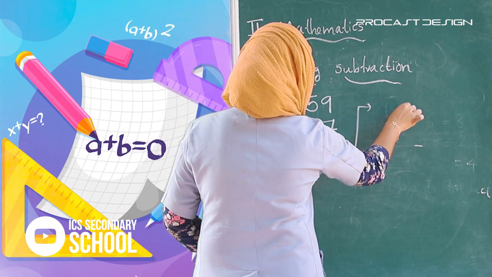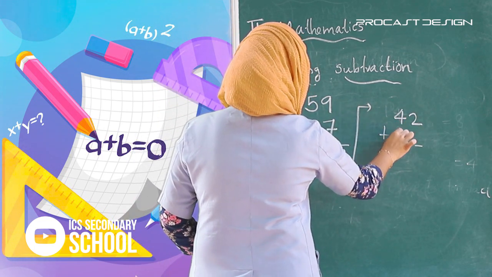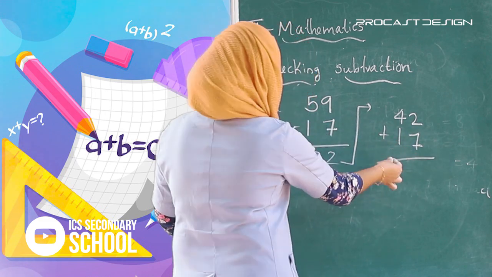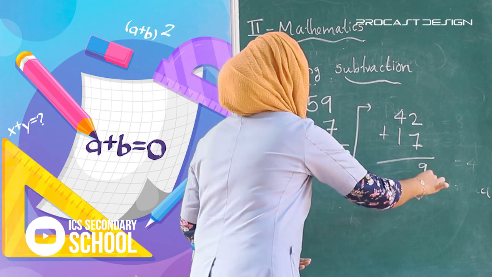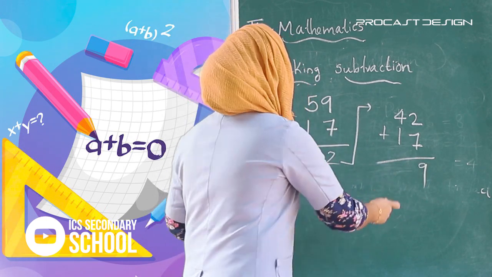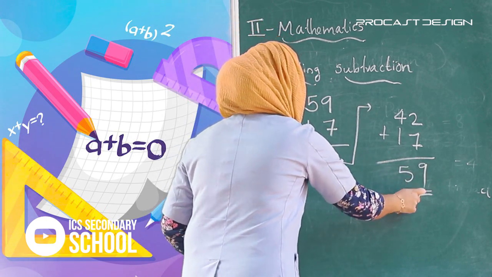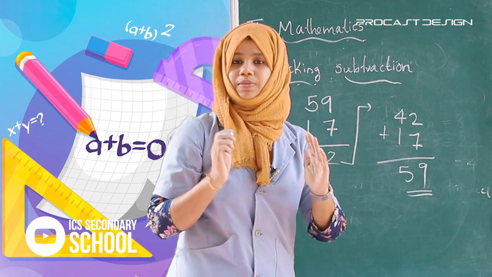Add this 42 with the smallest number in that problem. Okay. 7 plus 2 is 9. 4 plus 1 is 5. So, the answer is 59. Yes, the same number. So, the subtraction is correct.